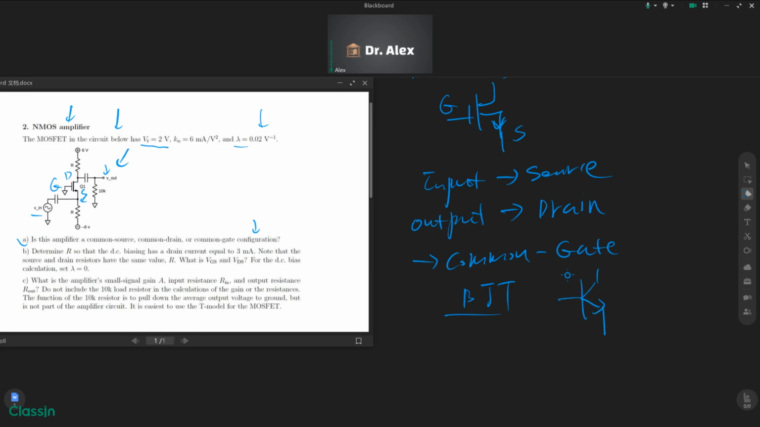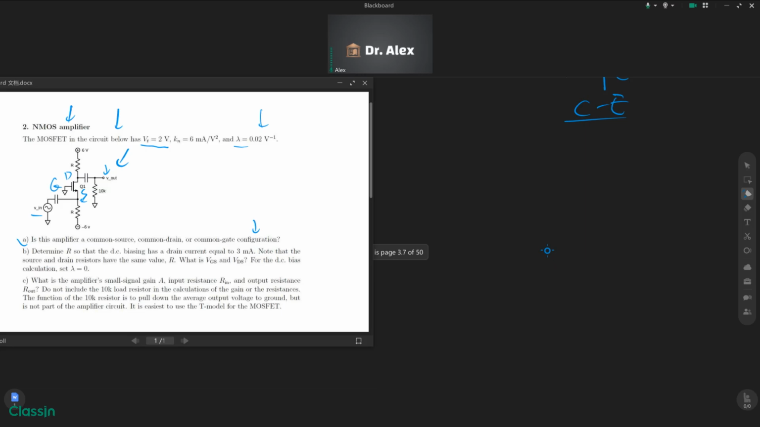In a bipolar transistor, this is the base, this is the collector, this is the emitter. If we apply the input into the base and take the output from the collector, it's common emitter. All right, so the solution for the first question is straightforward. Next, let's look at the second question.